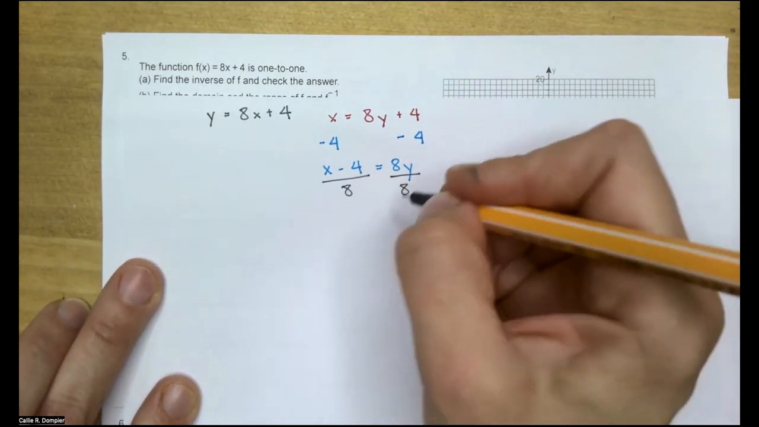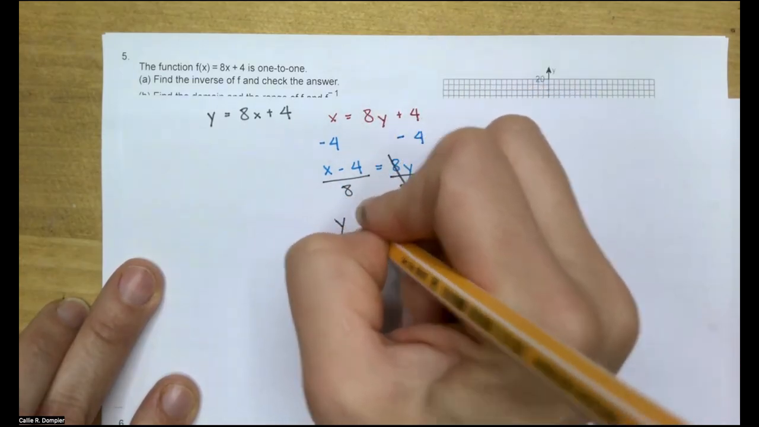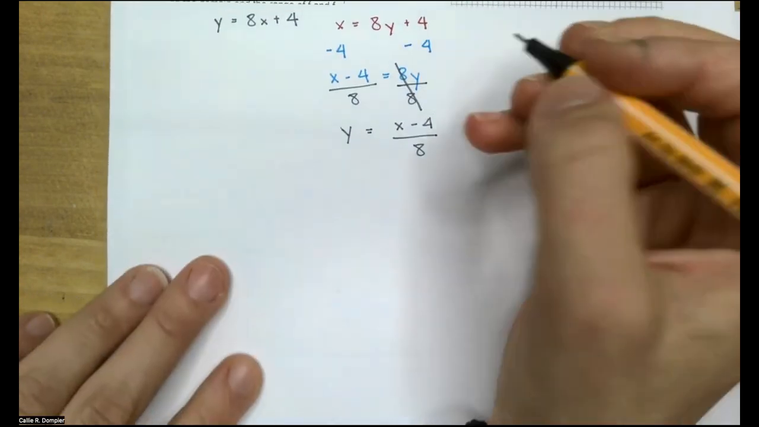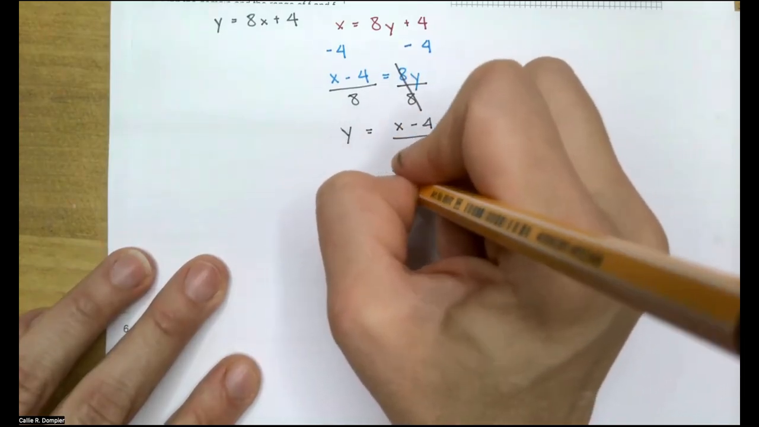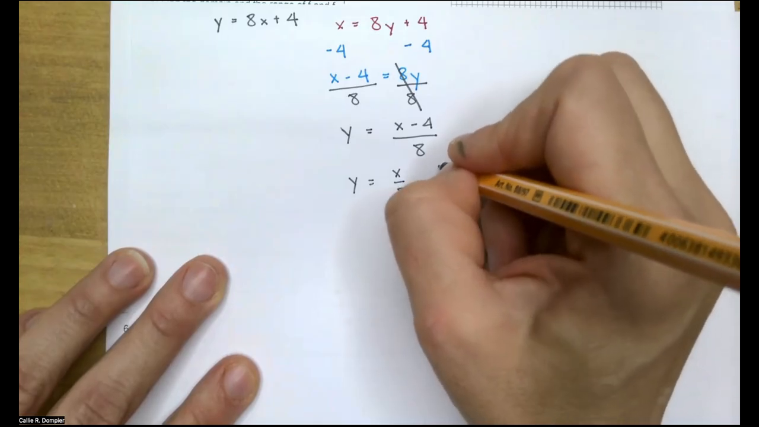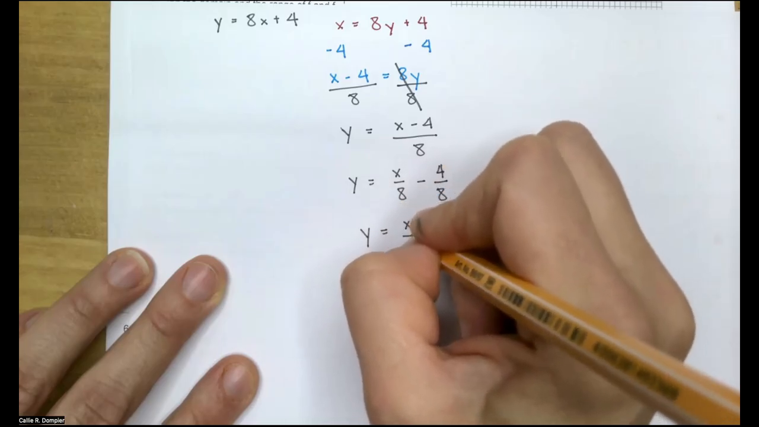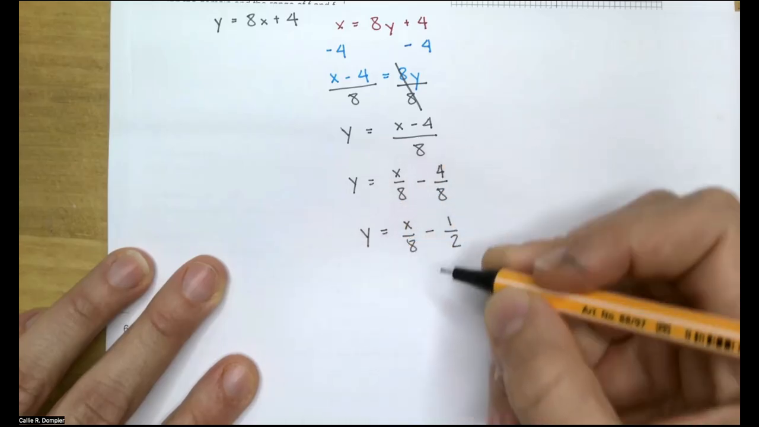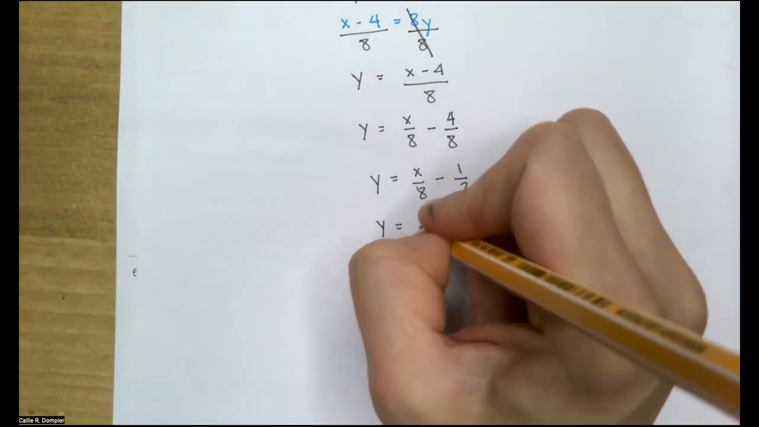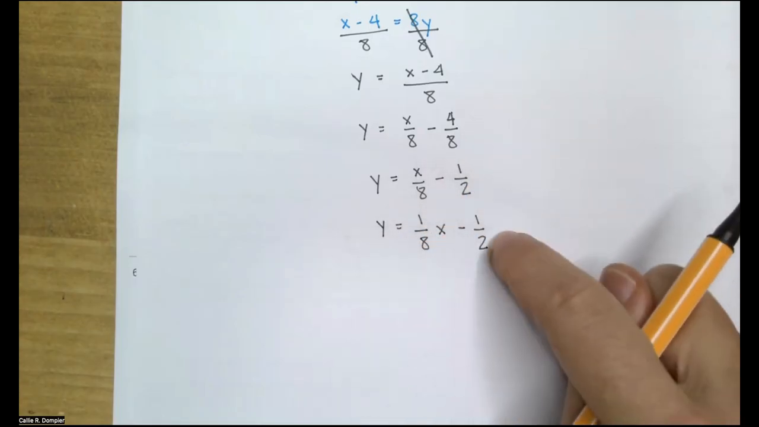So what I get is, and I'm just going to put the y on this side, because 8 divided by 8 just leaves us with y. Y equals x minus 4 divided by 8, or you can say it's y equals x over 8 minus 4 divided by 8, which is the same as 1/2, right? So y equals x over 8 minus 1/2. X over 8, if that doesn't look familiar to you, you can also say y equals 1/8 x minus 1/2. Those are all the same, okay?